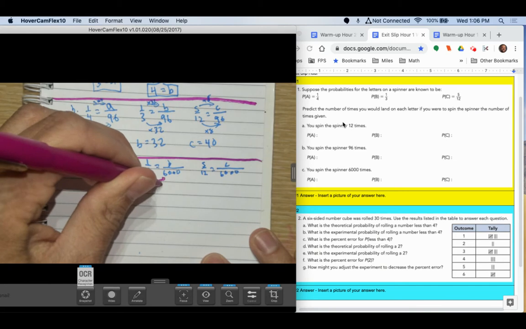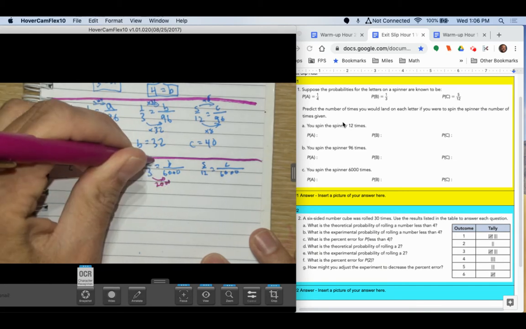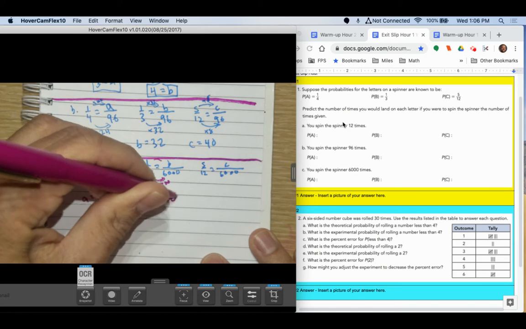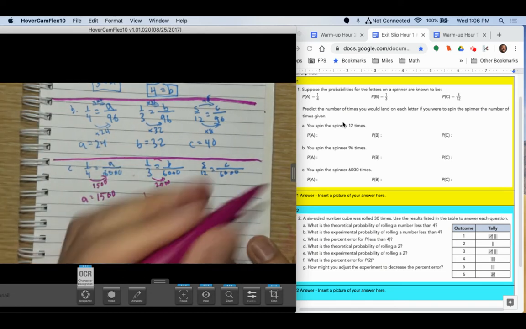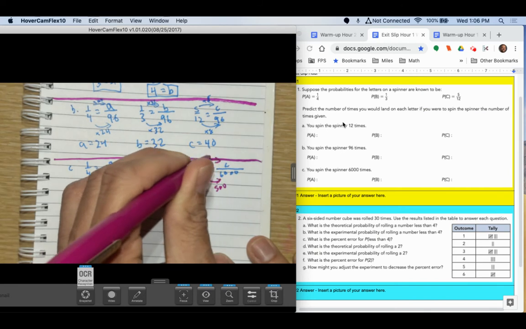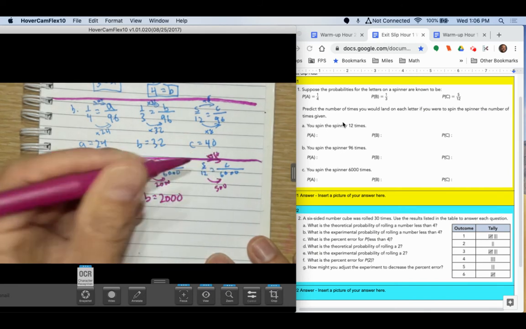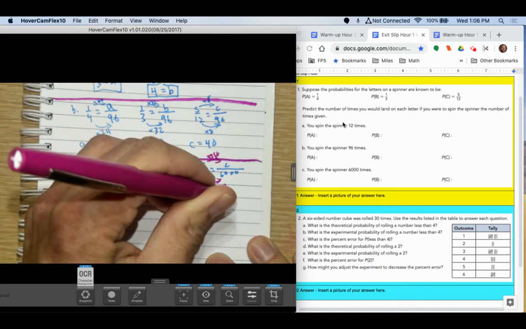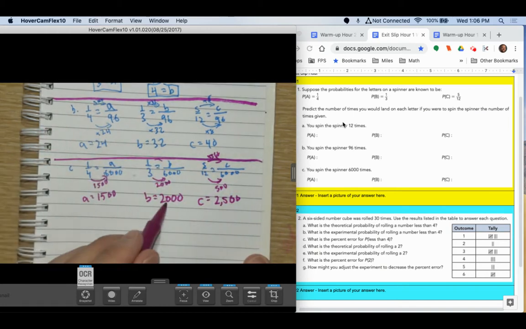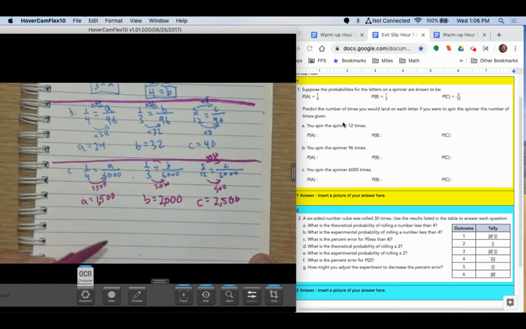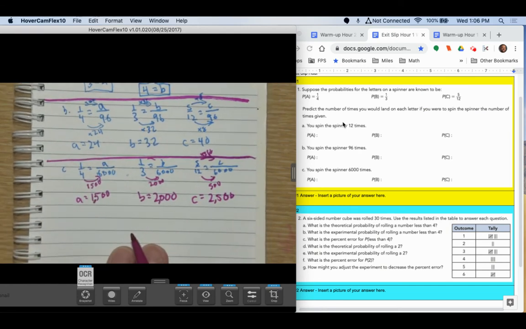This times 2,000. So 1 times 2,000 is going to be 2,000. And then 12 times 500. So 5 times 500 will equal 2,500. And if I add these together, 2,000 and 2,500 is 4,500, plus 1,500 is all 6,000 there, okay?